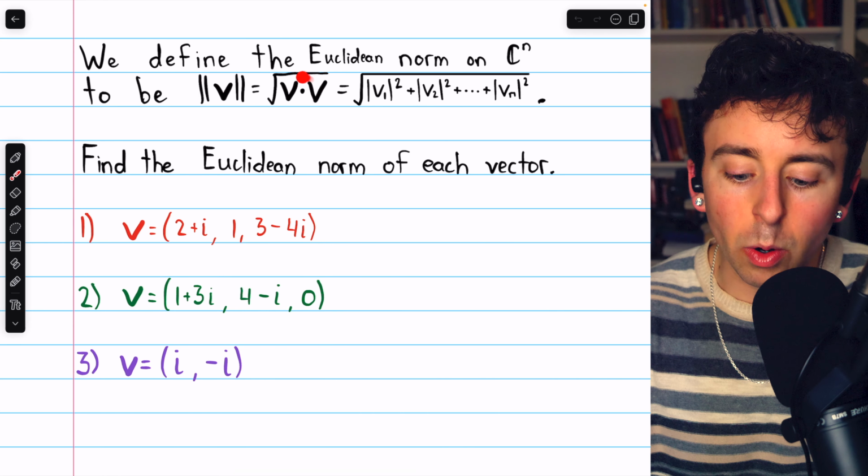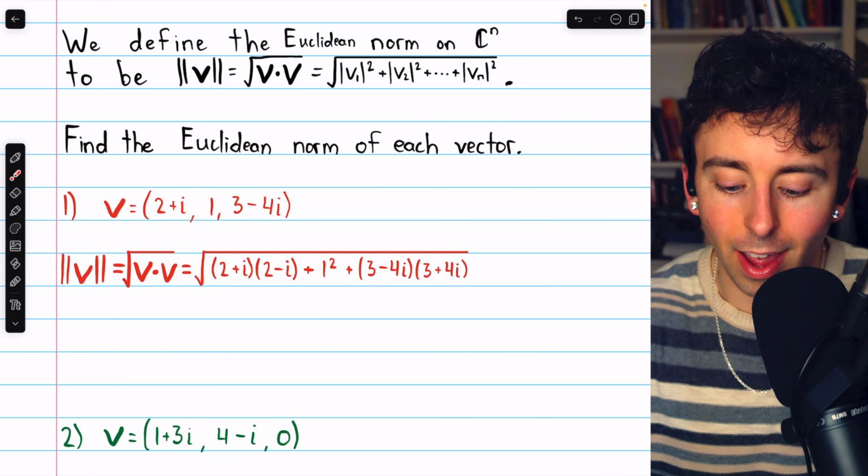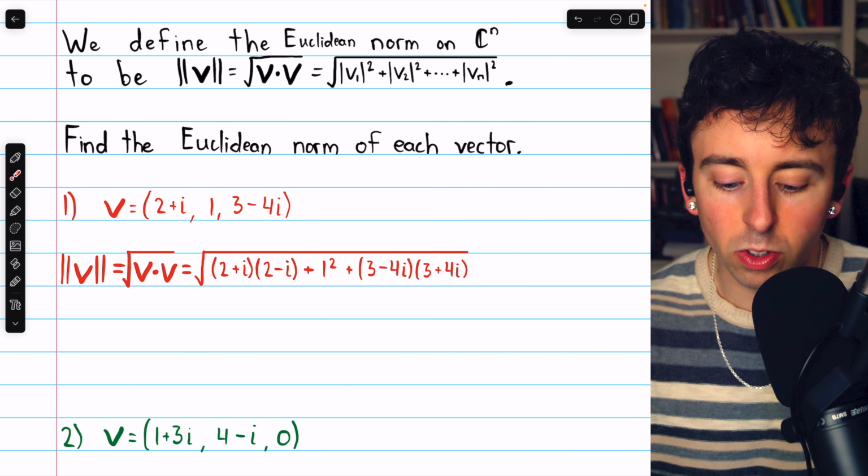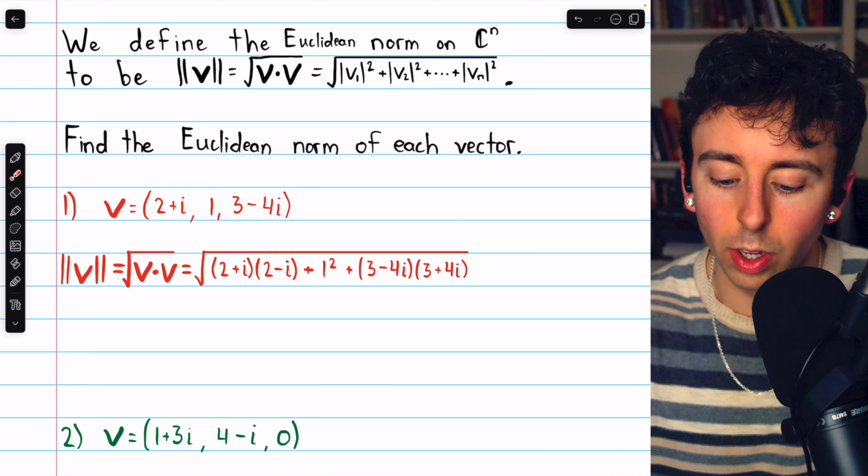So, beginning with problem 1 and going straight from our definition, the magnitude of the vector v is the square root of v dot v, and the complex dot product requires us to take each component of the vector on the left and multiply it by the conjugate of the corresponding component of the vector on the right. So we have 2 plus i multiplied by the conjugate of 2 plus i, which is 2 minus i. Then we move on to the next component. So plus 1 multiplied by the conjugate of 1. The conjugate of 1 is just 1, so we end up with 1 times 1, or 1 squared.